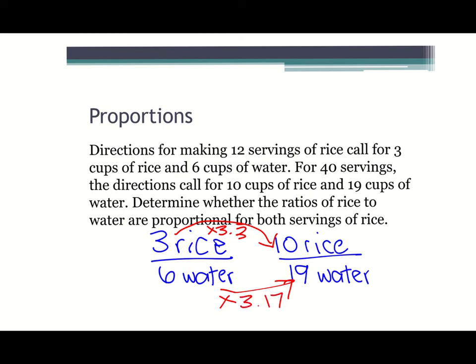3.17 about. So you can see that the top was multiplied by a different number. It was a little bit bigger. So these are not going to be proportional because the top and the bottom were not multiplied by the same thing.